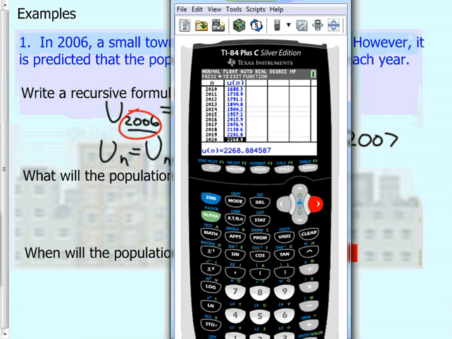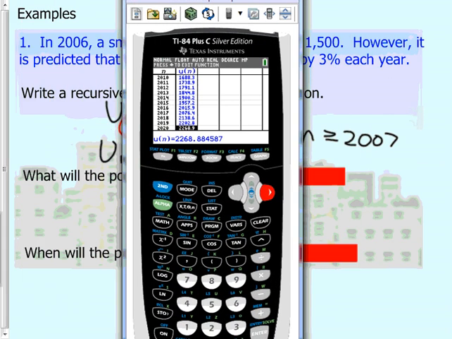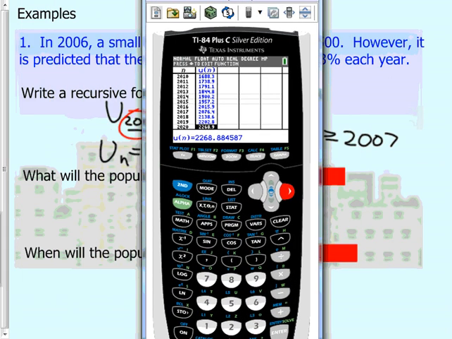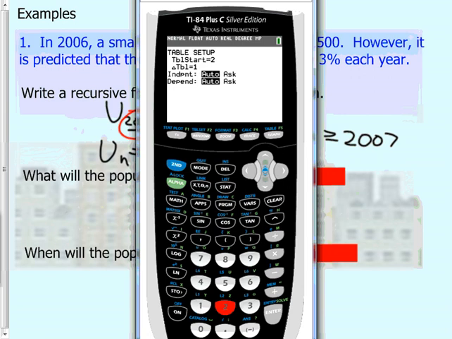So let's see if we can get the final question answered here. When will it reach 5,000? Well, I can just keep on arrowing down until it hits 5,000, or I can skip ahead a ways. Like I can tell it's not even close, is it? I'm gonna maybe change my table settings to start at 2030 and see what happens. 2030, and see if I'm close now.